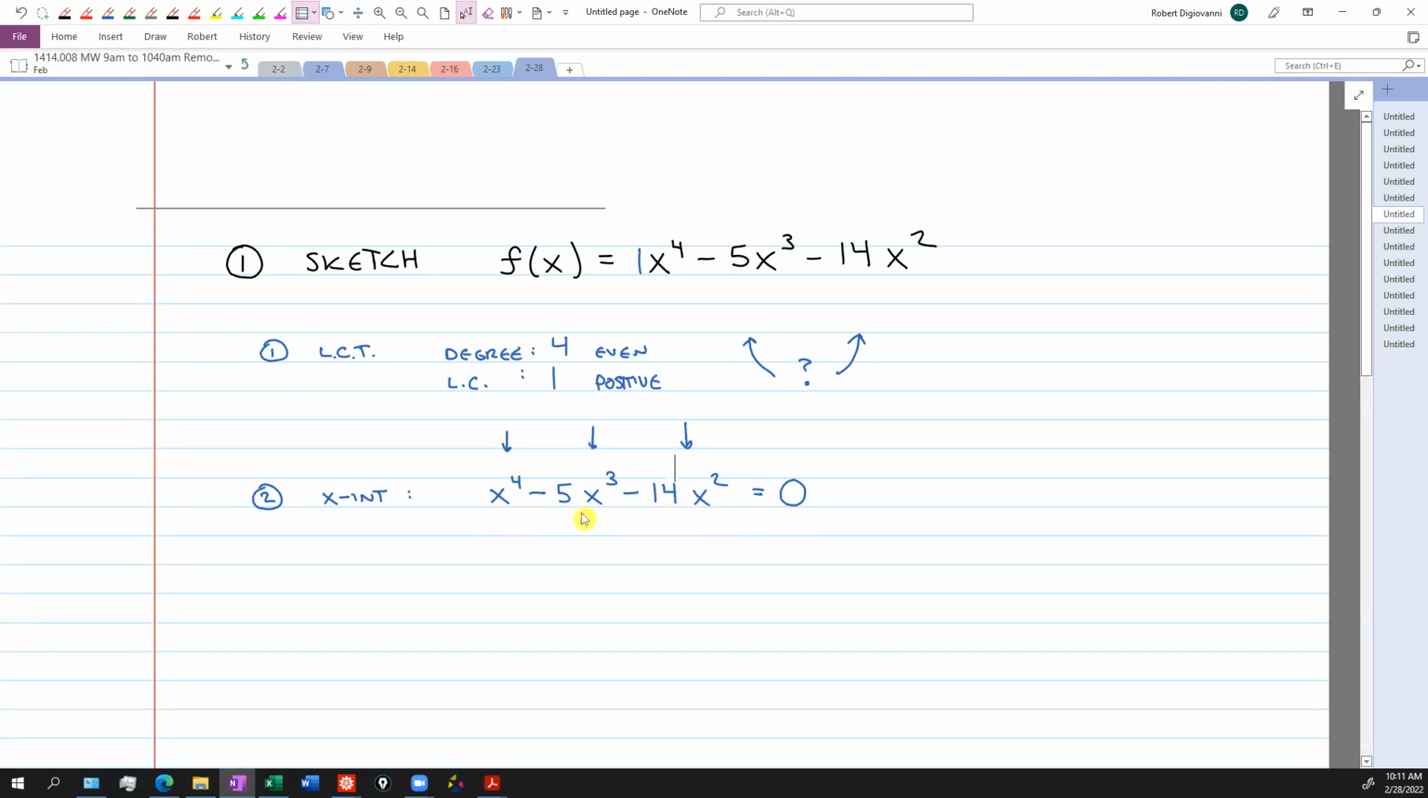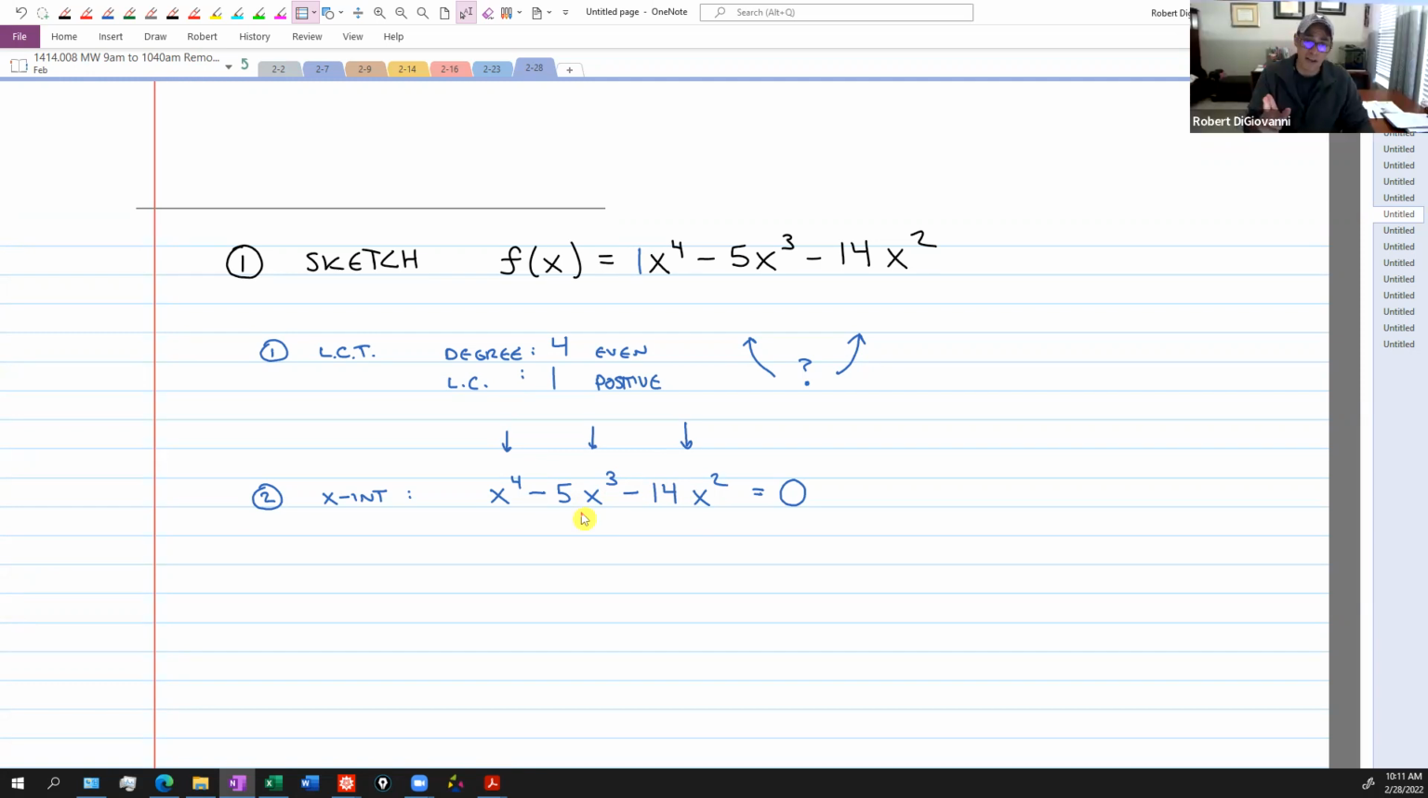X. Okay, they all have 1 x. Do they all have 2 x's? Yes, 2 x's. Do they all have 3? No. So you pull out the greatest that you can pull out, which would be 2 x's.